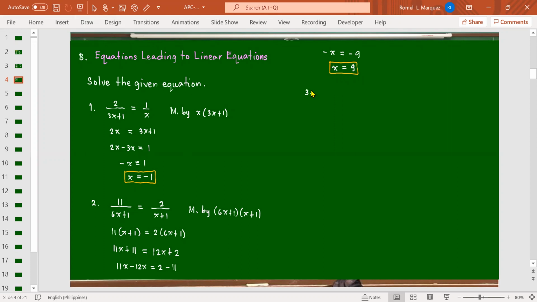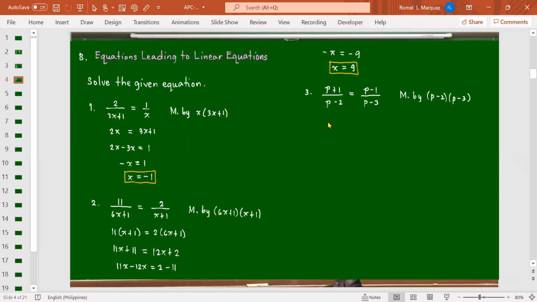Number 3. We have p plus 1 all over p minus 2, and that is equal to p minus 1 all over p minus 3. So multiplying by the LCD. So what's the LCD of the fractions involved? P minus 2, p minus 3.